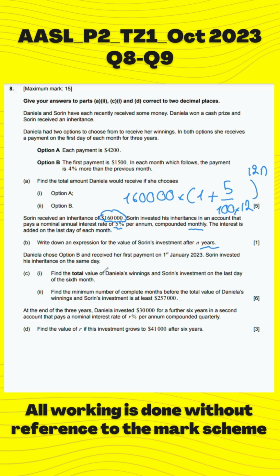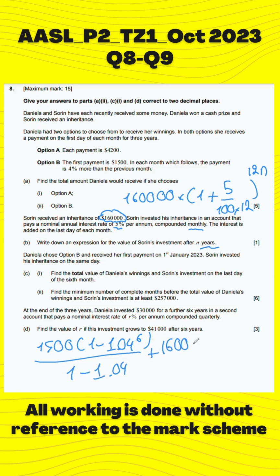Next, find the total value of Daniel and Sorin after 6 months. So it will be S6 plus, okay, let's substitute it. So it will be 1500 multiplied by 1 minus 1.04 to the power 6, divided by 1 minus 1.04, plus 160,000 multiplied by 1 plus 5 over 100 multiplied by 12, to the power 6.